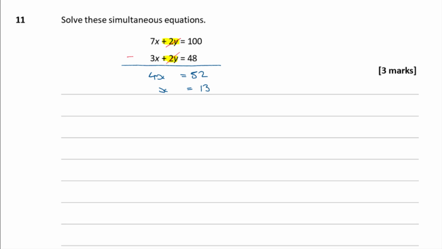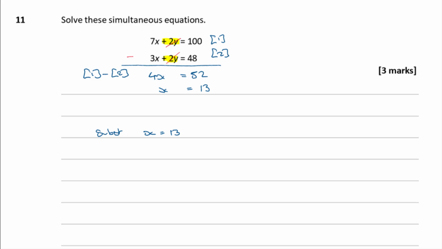Not quite done yet though, because we need to find the value of y as well. We need to find both x and y. Now we eliminated y earlier, using equation 1 subtract equation 2. So now I'm going to substitute the value that we found, x equals 13, into one of my equations. It doesn't really matter which one you sub it into. Whichever one has the easiest numbers is normally what I go for. Times by 3 is marginally easier than times by 7.